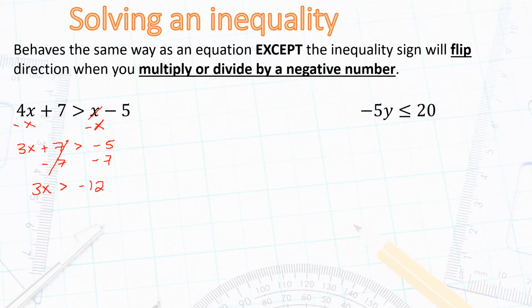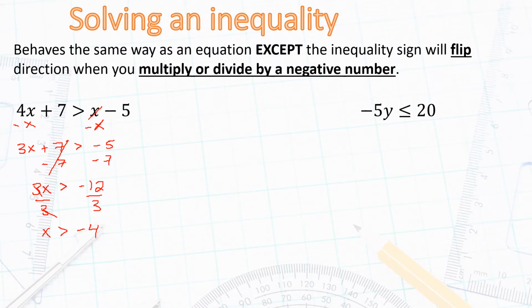So then I divide by 3 on both sides. 3 divided by 3 is 1. x is greater than minus 4. Watch out for that negative. So x is greater than minus 4 would be my solution here.